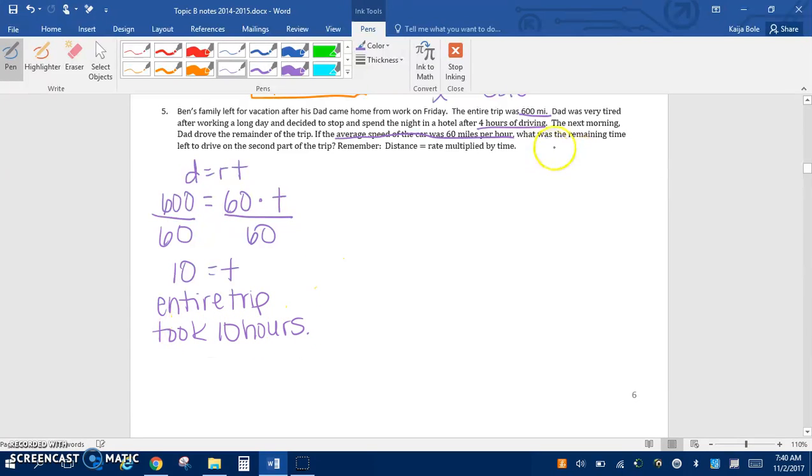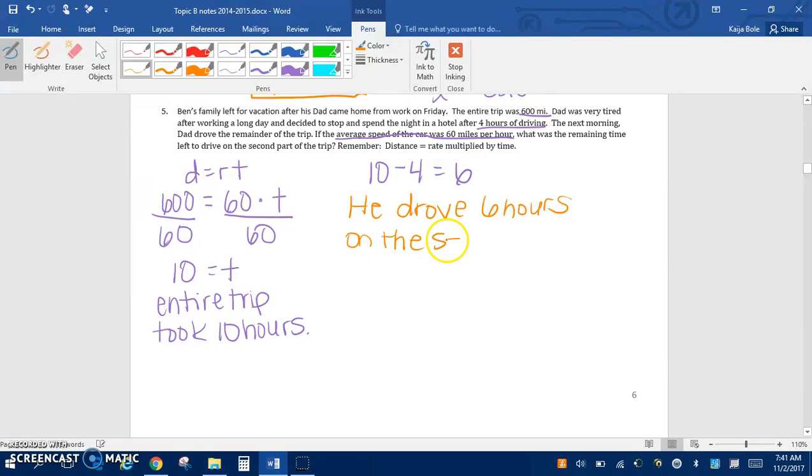So if he drove 4 hours the first day, we're going to do 10 minus 4 to find out that the remainder was 6. So to answer the question, we would say that he drove 6 hours on the second part of the trip.